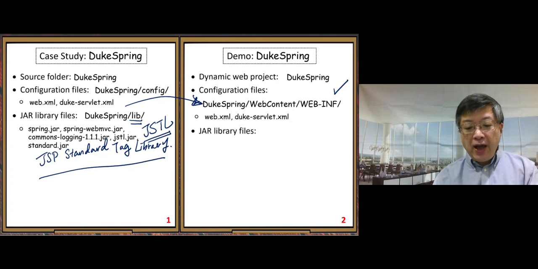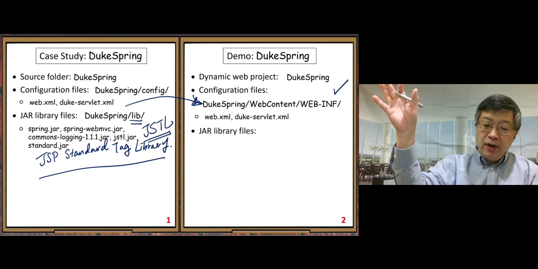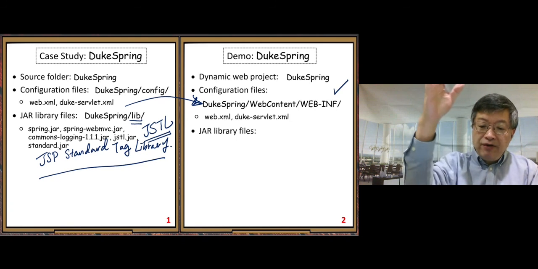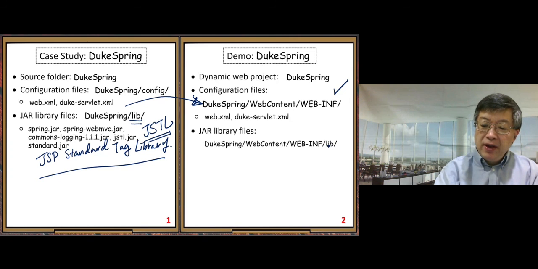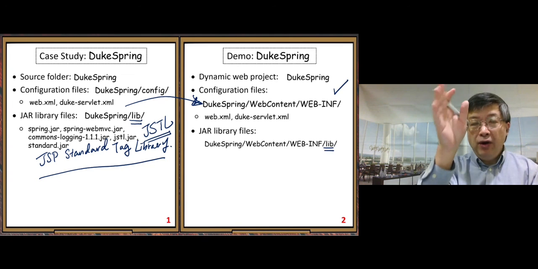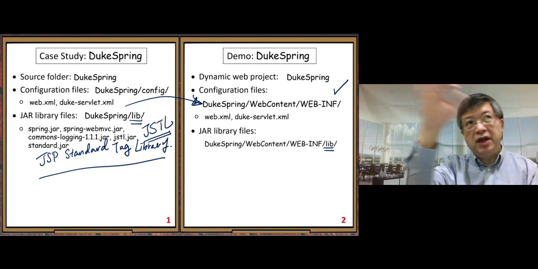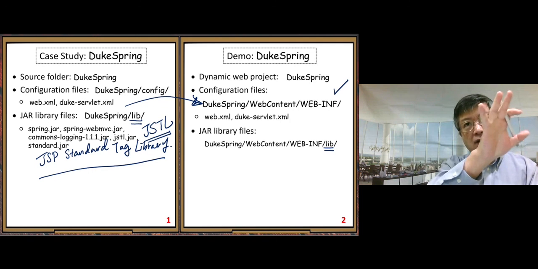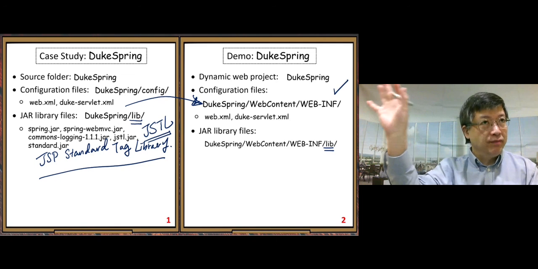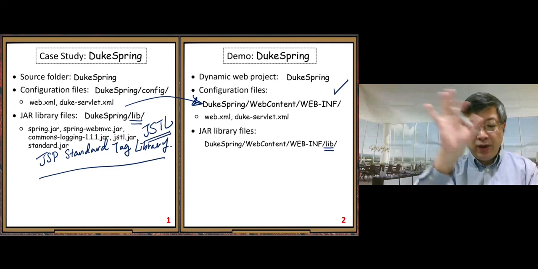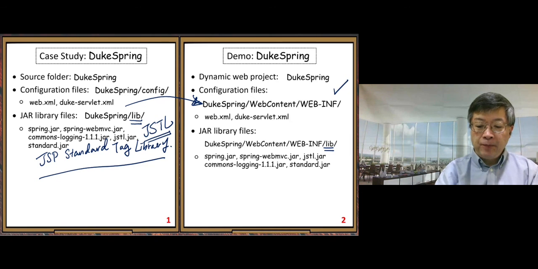Then on the dynamic project side, you place the jar library files in the lib node under WEB-INF, so you can see it. You drag and drop all these 5 jar files there. Yeah, 1-to-1 correspondence. All right.